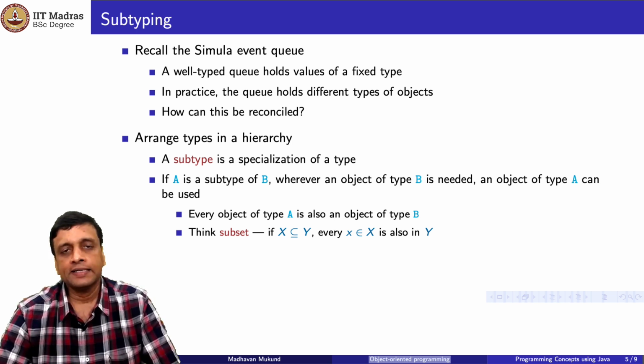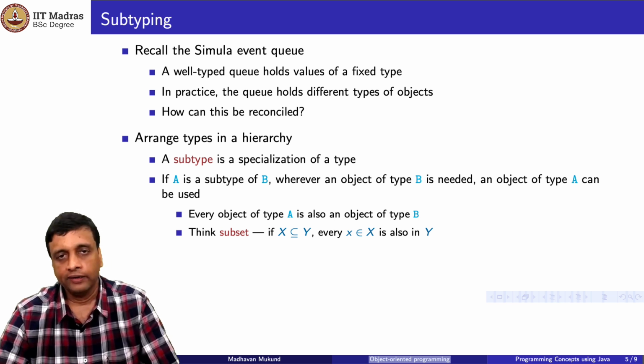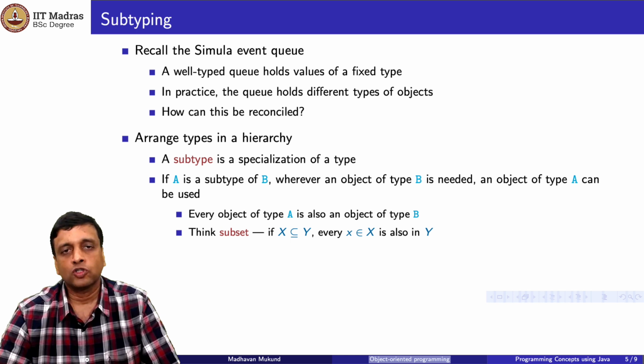Whenever A is a subtype of B, in any context where we require a B, we can also use an A. So a subtype has as many capabilities as B and more. If you are confused about the terminology subtype, you should think about subsets, right? If X is a subset of Y, it means that anything that is an X is also a Y, but not everything that is a Y is an X. So similarly, everything that is an A is also a B, but there are some B's that are not A's. This is what subtype means. A is more specialized than B, but it can do everything that B is expected to do.